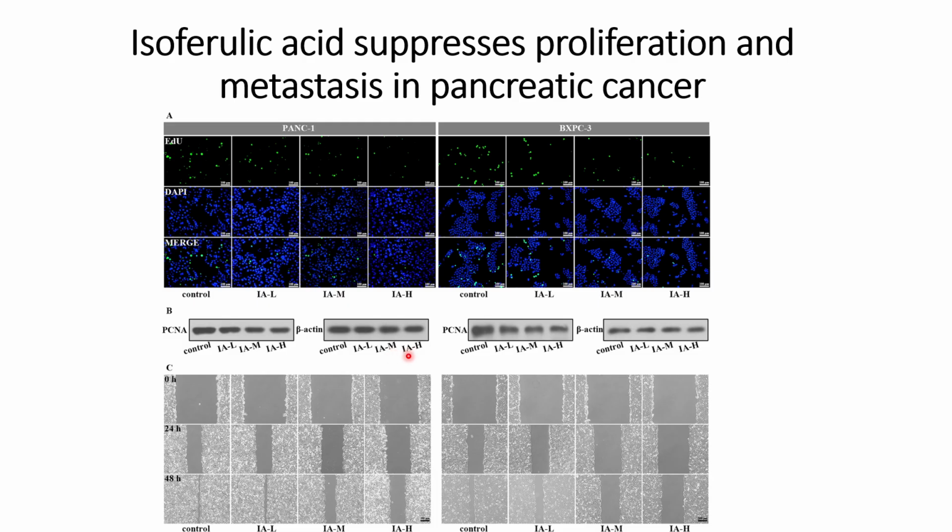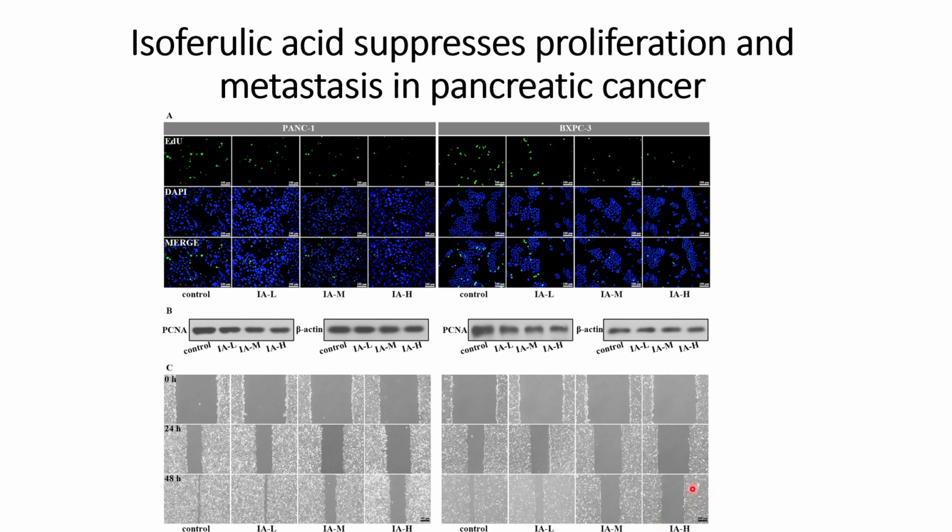And when they checked this wound healing assay in the BXPC3 cell lines, they also found similar results. In this case, they can see that the difference between the control and isoferulic acid at low concentration is quite evident. And when they increase the concentration of isoferulic acid, they see a further decrease in the wound healing capacity, and this decrease in capacity is further enhanced when the isoferulic acid concentration is increased to 12.5 micromolar.